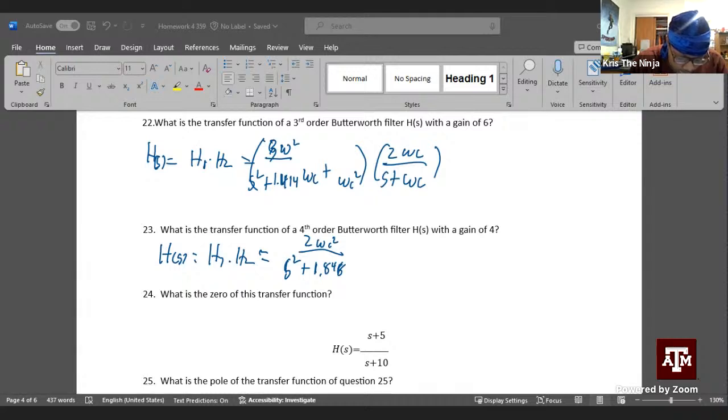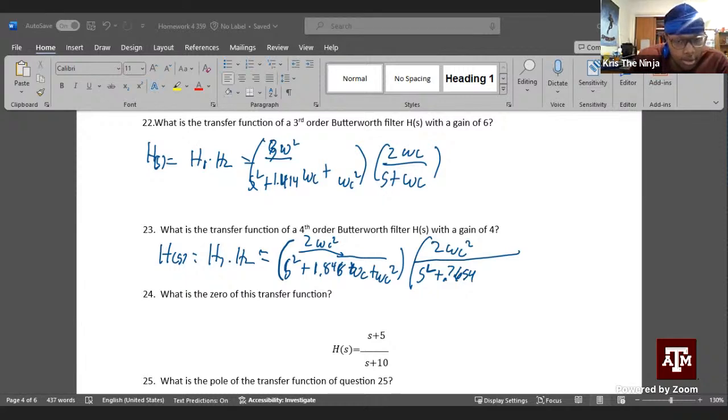then I have 2 omega c squared multiplied by s squared plus 0.7654 omega c s plus omega c squared. That should give you exactly what you're looking for, that gain of 4, so 2 times 2. Yeah, so multiply those together and that gives you that.